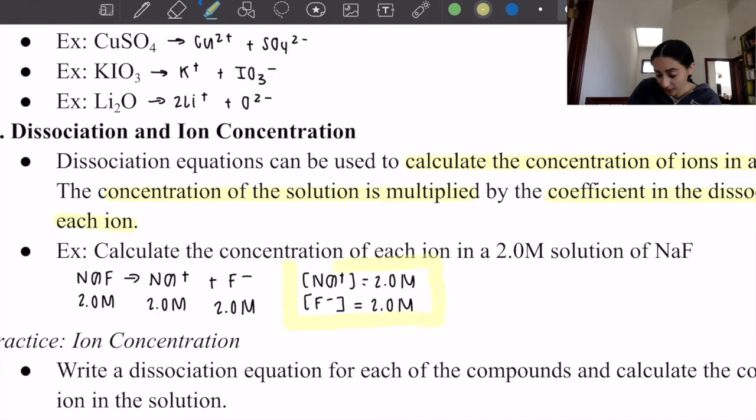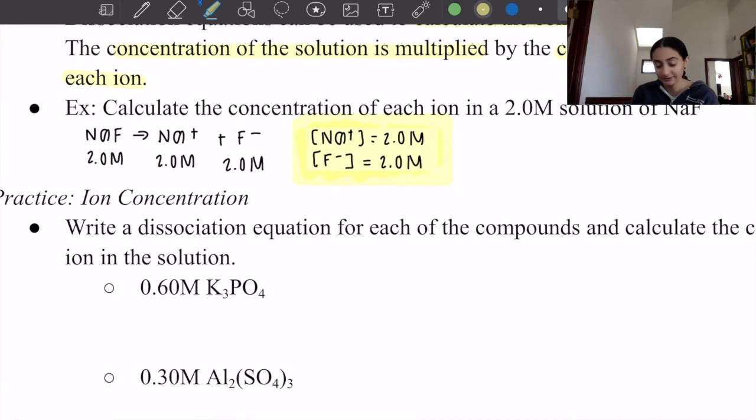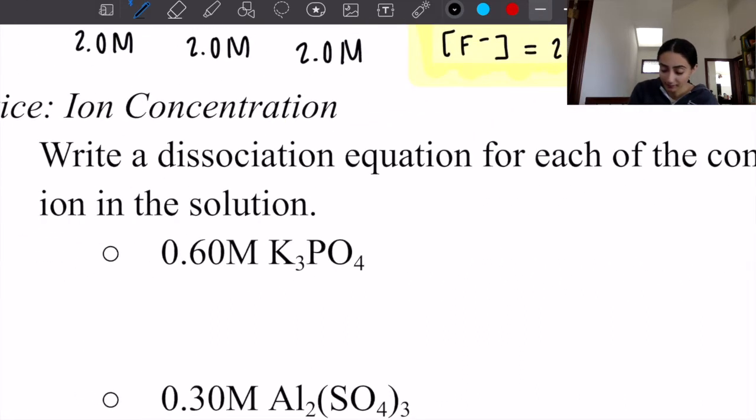And this is how I would write my answer. You use brackets to indicate concentration. So now let's do some practice. So we have 0.60 molarity K3PO4.